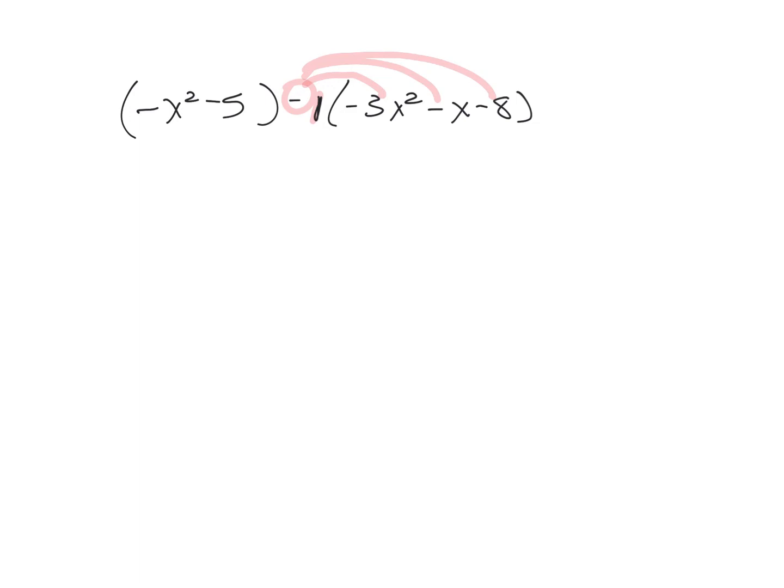So we have a -1 times negative 3x squared, so we get a positive 3x squared. And then we have a -1 times negative x, so we get a positive x. And then we have a -1 times -8, so we get a positive 8. What that negative on the outside is doing is changing all the operation signs inside. So then we're going to bring this down.